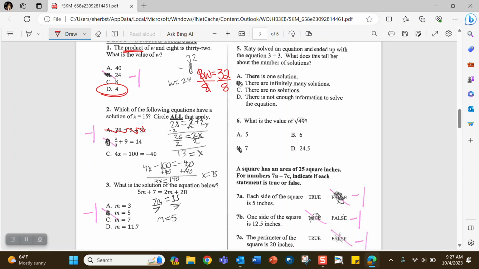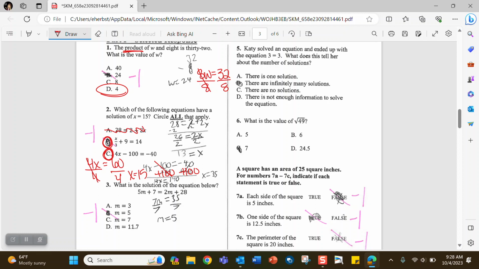So you added 40 over to this side. Remember, we're trying to take things away from the variable, so our first step should have been adding 100 to both sides, and that would have given us 4x equals, and then you didn't add correctly. Remember, that's a negative 40. Over here it was a negative 100, but negative 40 plus 100 is 60. So we should have gotten 4x equals 60. And then when we divide both sides by 4, we get x equals 15. So we should have circled B and C.